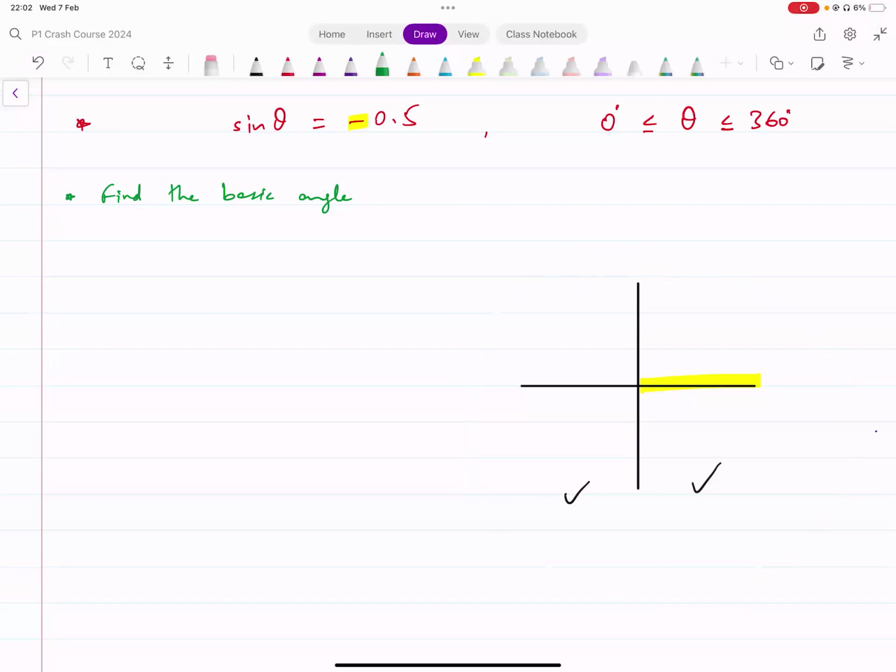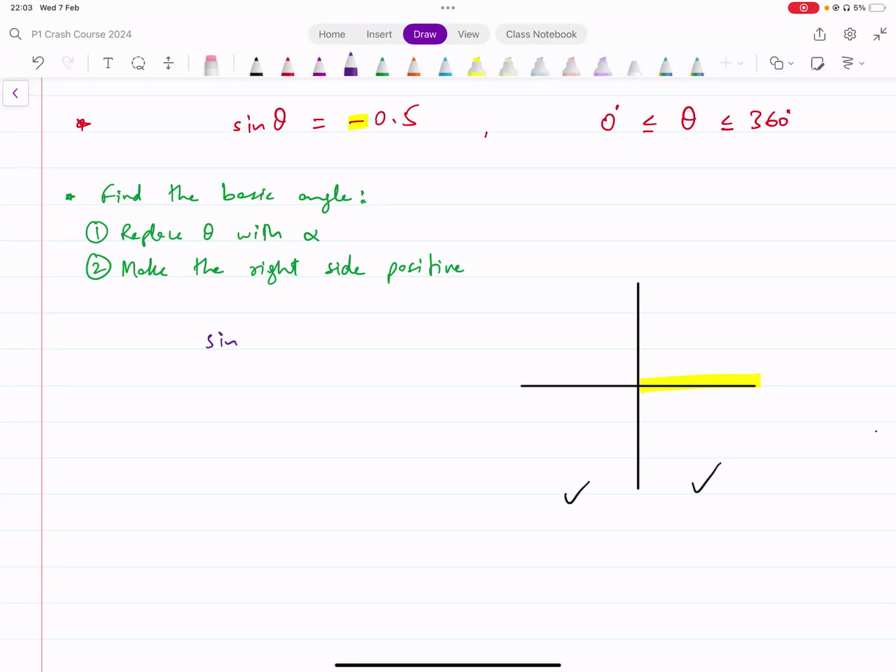How do you do that? You're going to replace theta with alpha and make the right side positive. That's what you have to do to find the basic angle. Make the right side positive. Find the basic angle. How do you do that? Two things. Replace theta with alpha, and number two, make the right side positive. Okay, how does that happen? Let me write that here.